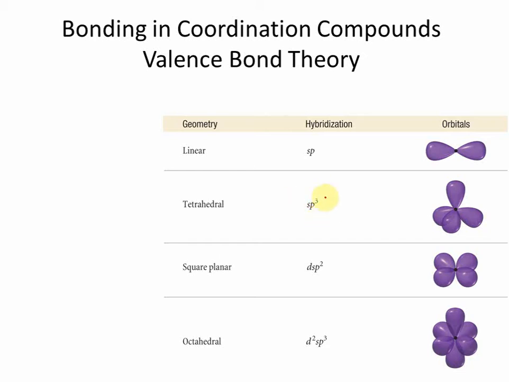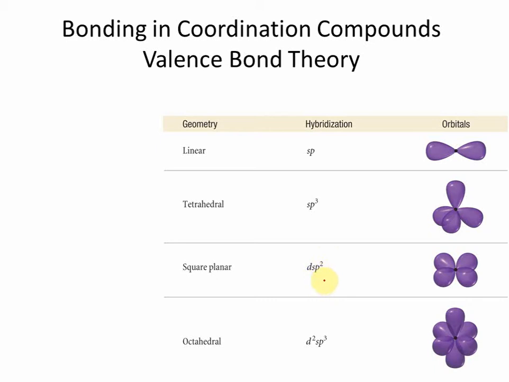Square planar, you use dsp squared. So there are 1, 2, 3, 4 regions. So it's using the d is 1, the s is 1, and 2 p's. And for the octahedral, it's d2sp3.